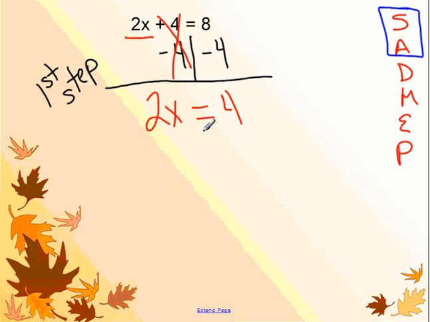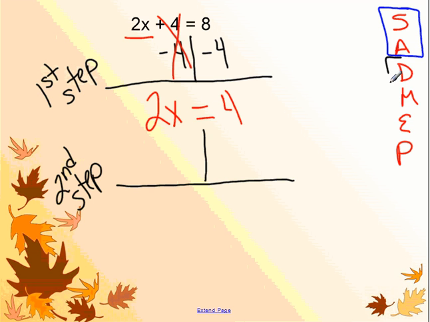So for the second step, I'm going to do this whole balance thing again. This is the second step. And now I'm going to get rid of my division and multiplication. There's no division in this problem, but remember, a number right next to a variable is hidden multiplication. Mathematicians are lazy and they don't feel like writing the multiplication. So in order to undo this multiplication, I have to do division. I have to divide by 2.